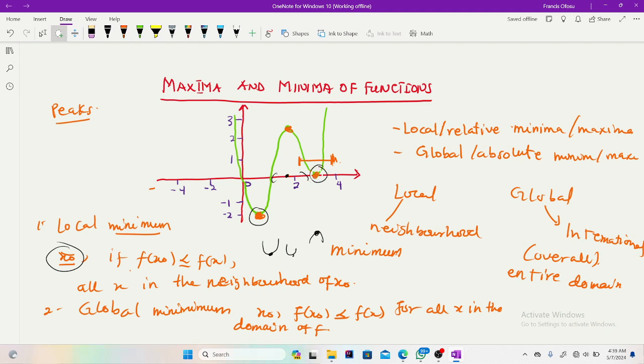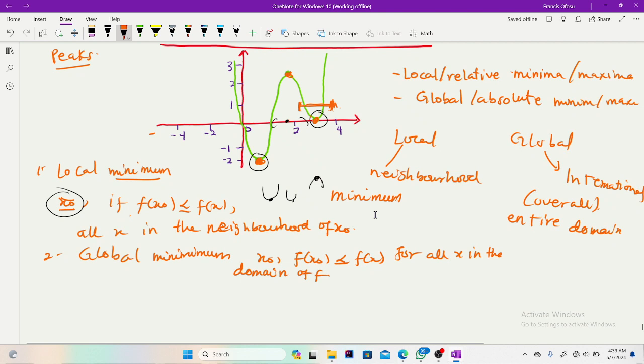So this is only a local minimum because the functional value here, or the point here, is smallest among only its neighborhood, right? And not for the entire domain. So let's see the maximum side. So for the maximum side, obviously you have the local maximum, right? Local maximum.